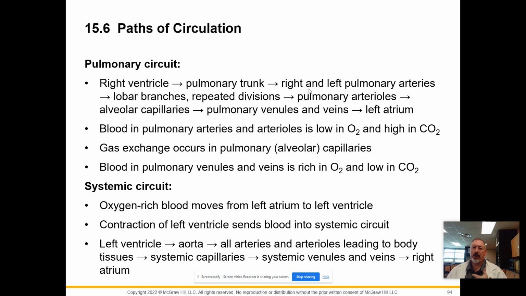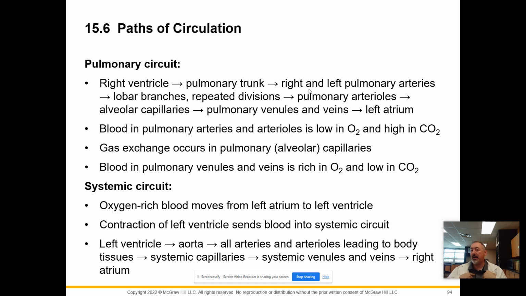Once again, we started with our deoxygenated blood that's emptying from our coronary sinus, our superior vena cava and inferior vena cava, into our right atrium. And once it's in the right atrium, it's going to go through our tricuspid valve into our right ventricle. Now that we're in our right ventricle, that ventricular contraction is going to send it up through the semilunar valves of the pulmonary trunk. Now that we get into our pulmonary trunk, it's going to quickly fork off and go into the left and right pulmonary arteries.